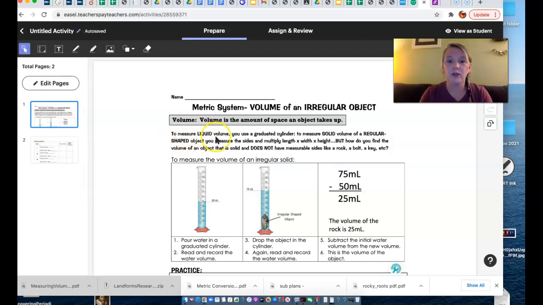It says to measure liquid volume, use a graduated cylinder. To measure solid volume of a regular shaped object, like this box, you can measure the sides and multiply length times width times height. But how do you find the volume of an object that is solid but does not have measurable sides, like a rock, a bolt, a key, etc.? Okay, so things that do not have straight edges. How do we do that?